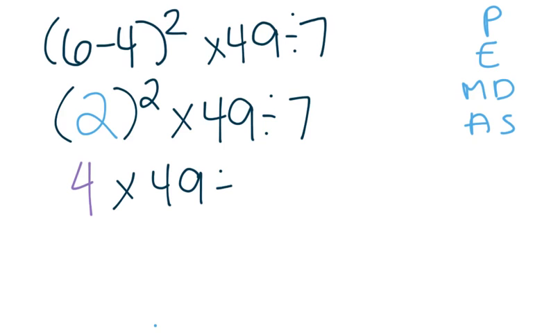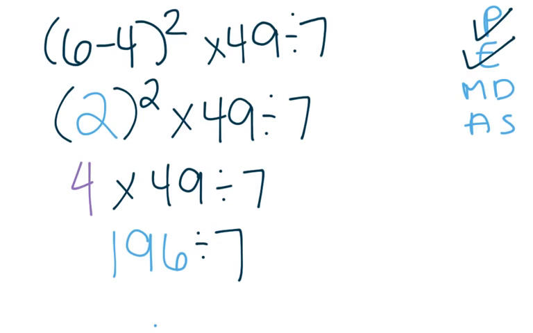All right, so we've done our parentheses, we've done our exponents. Multiplication and division are done left to right, so you do 4 times 49 first, which gives you 196 divided by 7. 196 divided by 7 gives you 28. There is no addition or subtraction, so you are done.